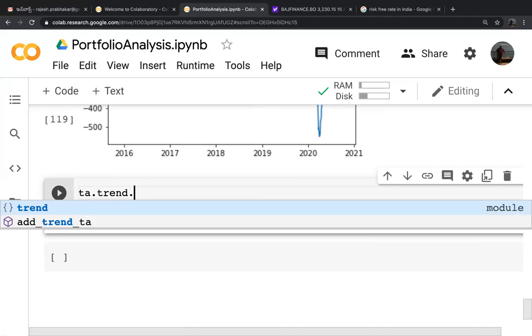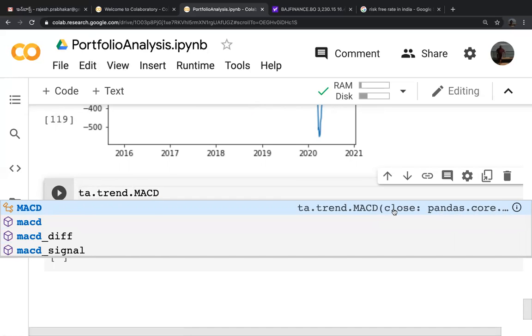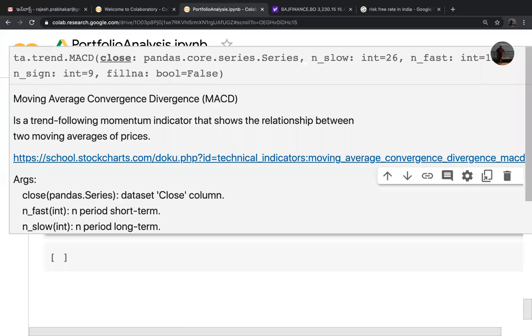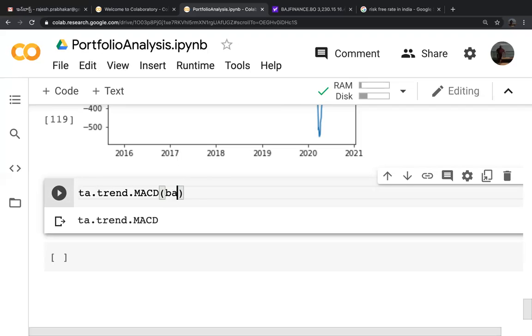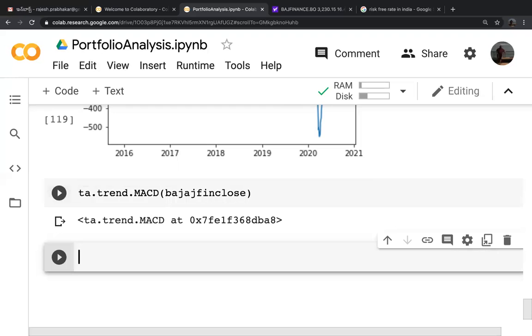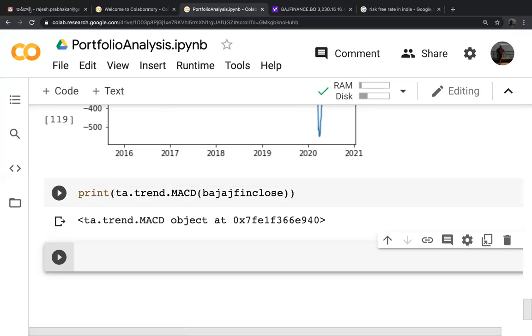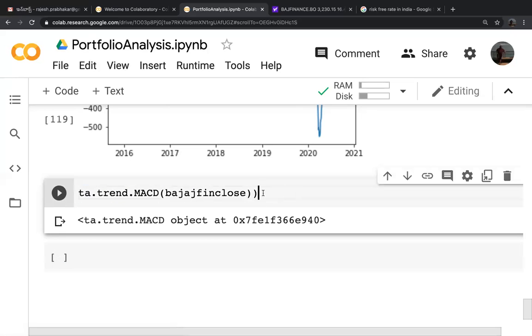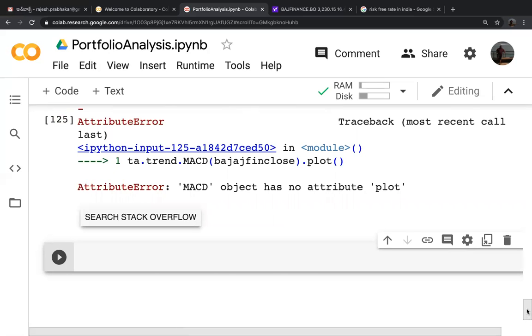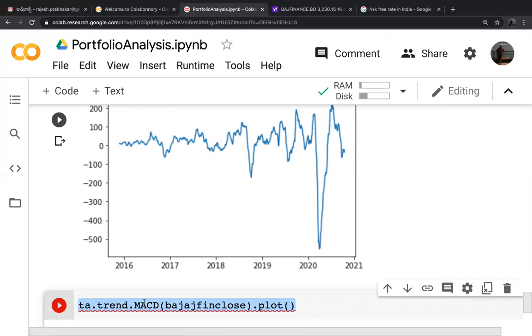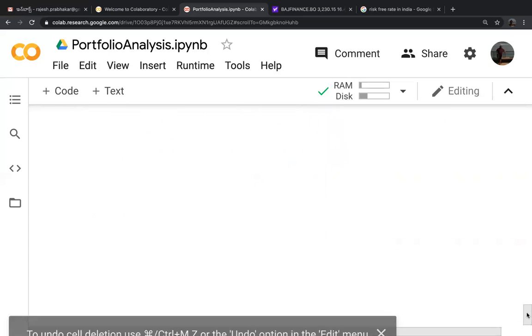ta.trend.MACD. So it is also using close only, but I don't understand what difference it is giving. Bajaj Spin close. MACD is not working. I think you can use only small letter functions. Capital letter functions are deprecated, so don't use them. Use the small letter functions. Okay, so we can do that one.